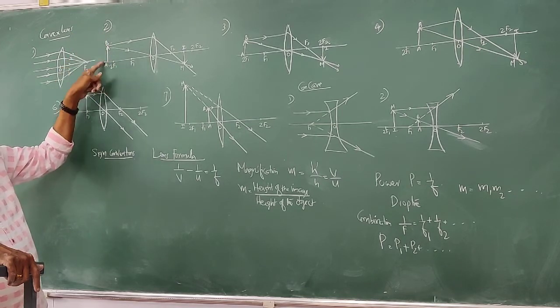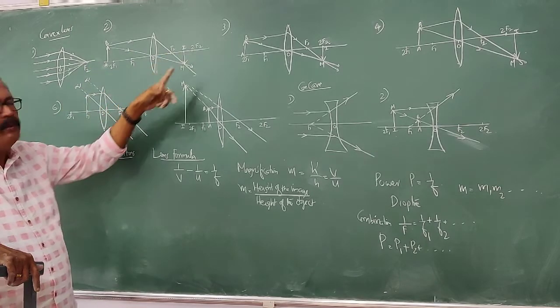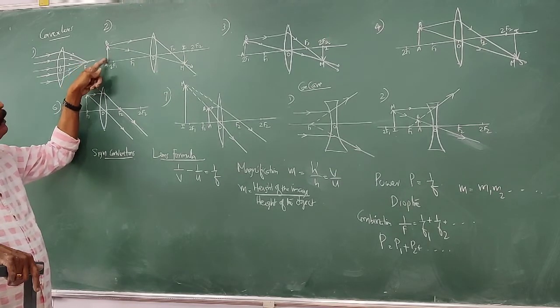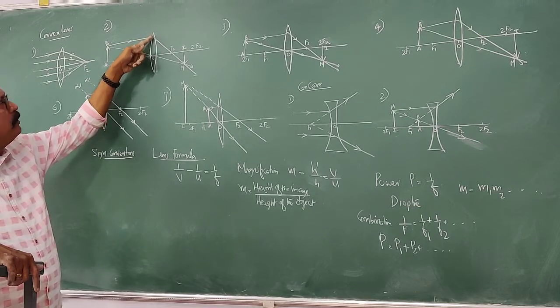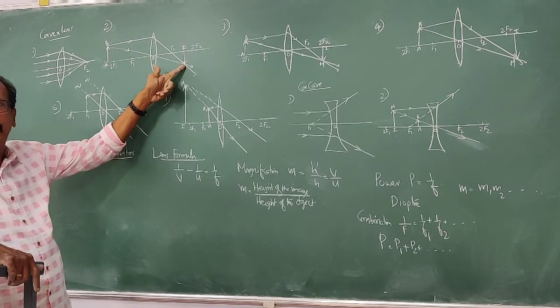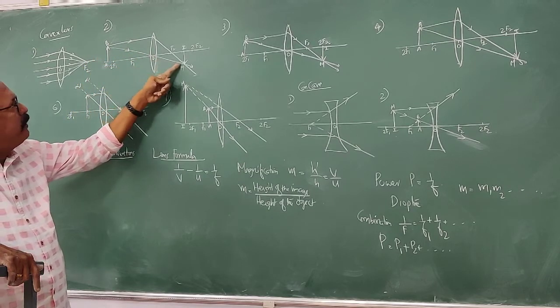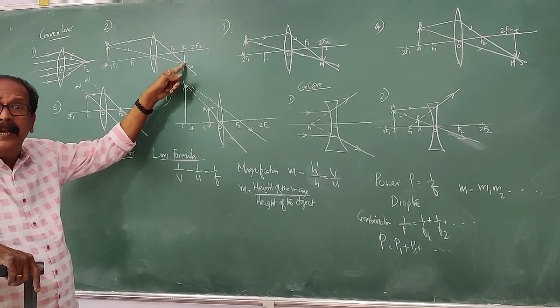Now, the second one. The object is beyond 2f1. You can see where the image should be formed. It must be formed between f2 and 2f2. How will you take this? AB is the object. One of the rays starting from the head of the object, after refraction, passes through the focus on the other side. A ray passing through the optic center passes straight. Where they meet corresponds to the head of the image.